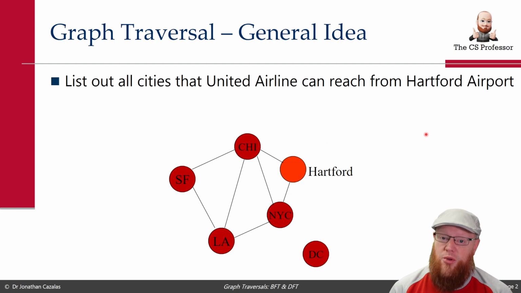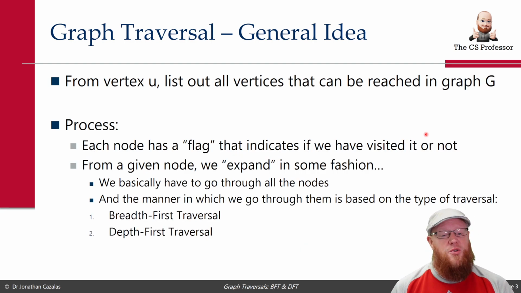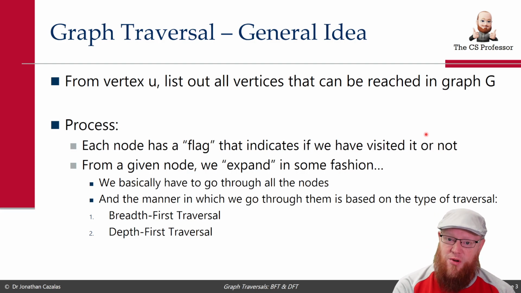Now, we can see that. How do we get a computer to see that? How do we get an algorithm to see that? That's when we come to this idea of a traversal over this graph. From each vertex U, what we really want to do is list out all of the vertices that can be reached within the graph from that vertex U. And there's a process here. Again, there's a depth first process and a breadth first process. This is the general idea.